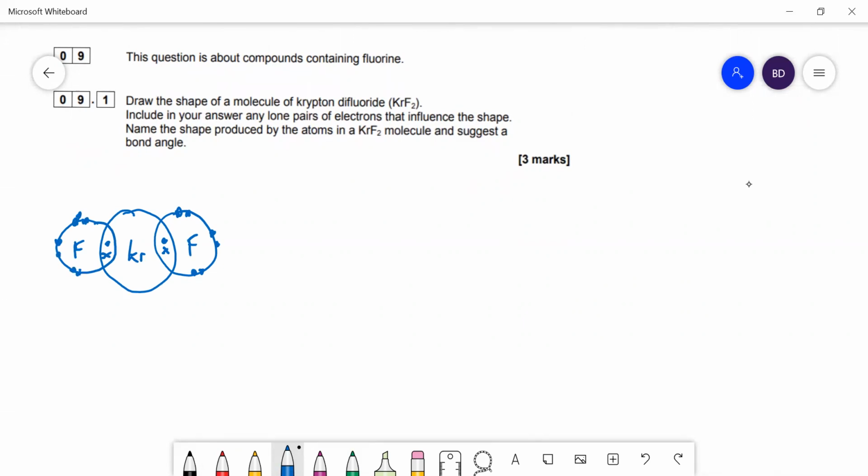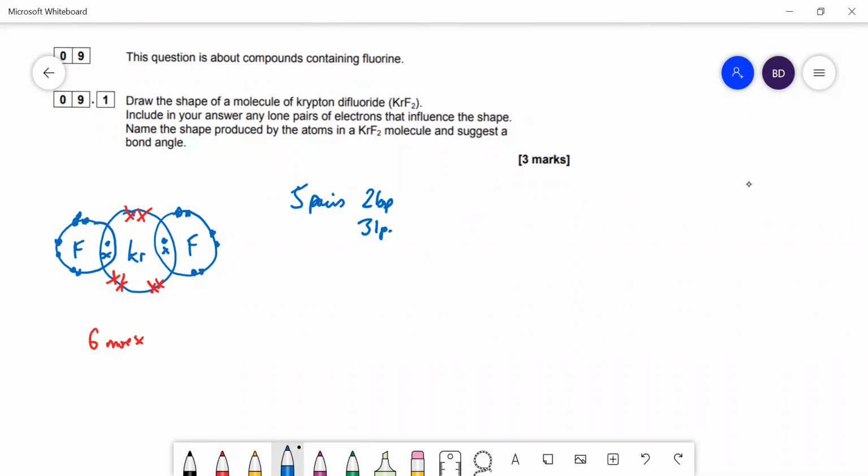Now krypton is going to have 8 of its own electrons. It's in the noble gas group, so it's going to have 8 of its own. I have so far drawn just 2 crosses there on krypton, so I need to draw 6 more crosses. So I'm going to have 1 lone pair, 2 lone pairs, 3 lone pairs. So what you have got there is 5 pairs: 2 bonding and 3 lone pairs.